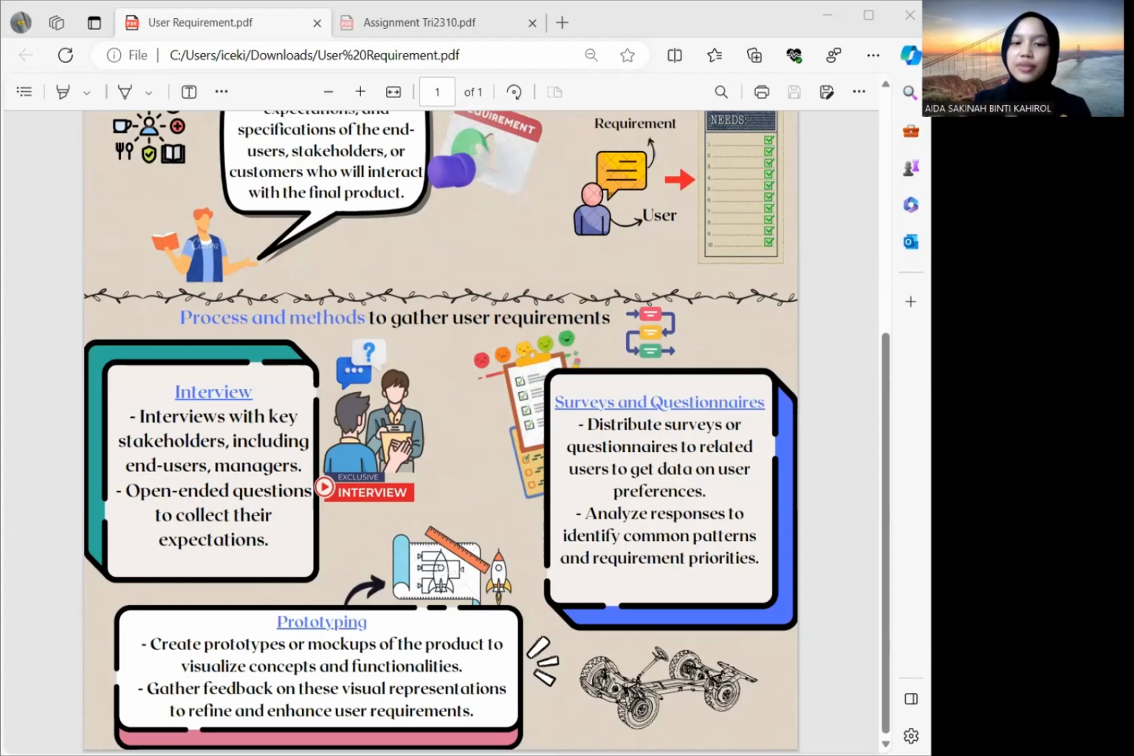For surveys and questionnaires, as well as prototyping, my partner will actually explain it.